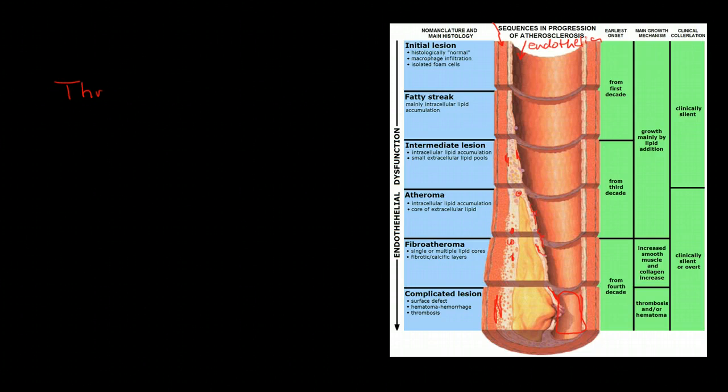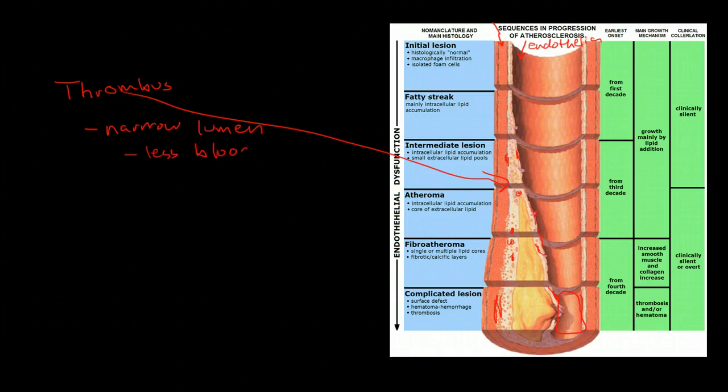this plaque here is known as a thrombus. And the larger a thrombus gets, the narrower the lumen gets. And the narrower the lumen is, the less blood that can flow through it. Okay? And if this gets narrow enough and decreases blood flow enough, then you're going to rob the brain of enough of a blood supply, and when it crosses a critical threshold, you're going to have symptoms of a stroke.